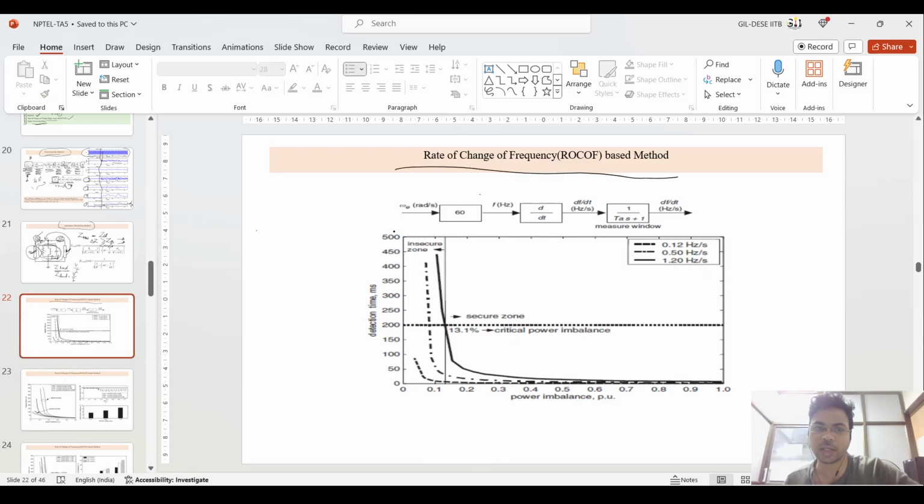Okay. So coming to the next part, that is the ROCOF based method. This is the rate of change of frequency. In this situation, at the point of common coupling, we measure the frequency of the voltage signal. Suppose initially it is a 60 Hz system. Then we measure the frequency of the signal, and then we measure the rate of change of frequency.